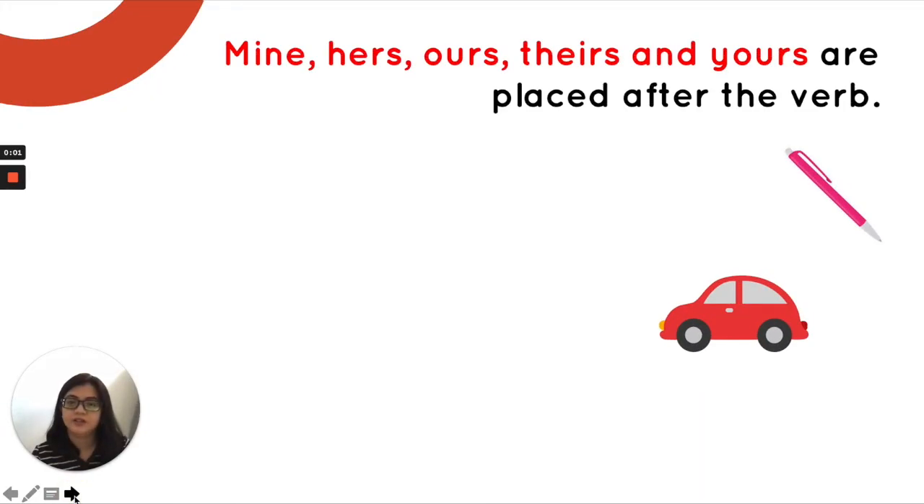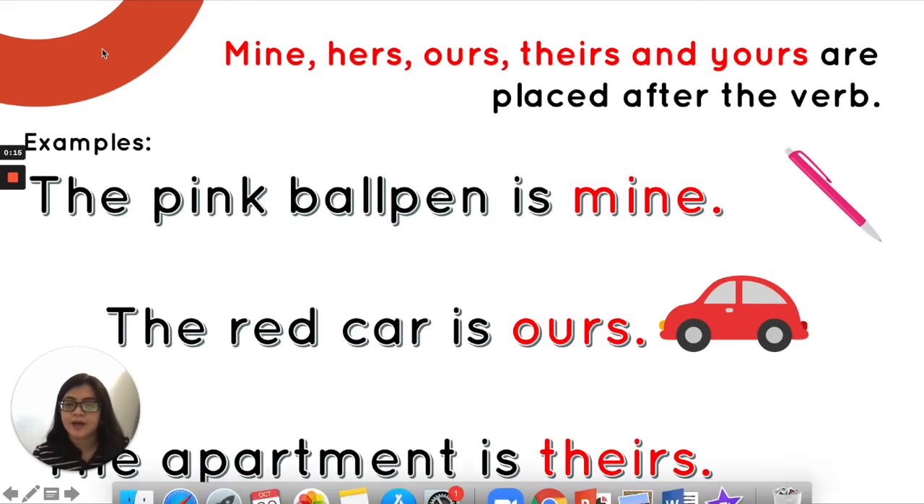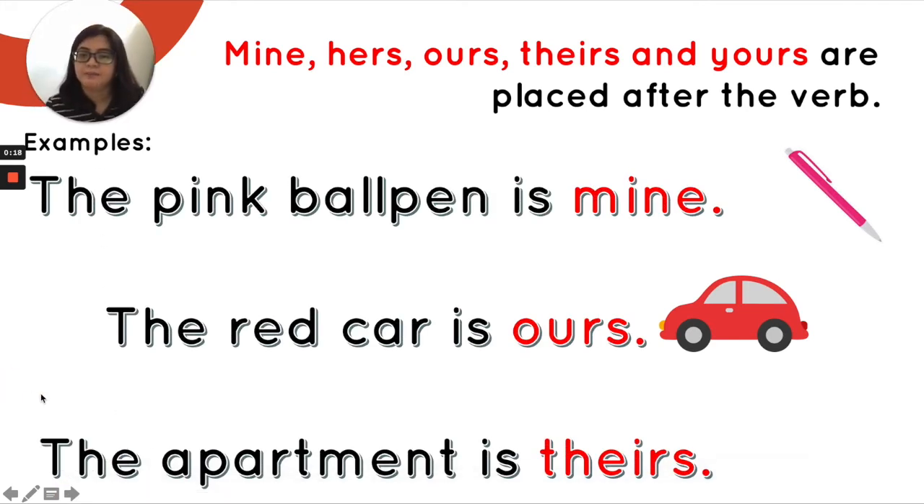Okay, let's look at the next set of possessive pronouns. So we have mine, hers, ours, theirs, and yours. They are placed after the verb or after the action word. So for example, the sentence says, the pink ball pen is mine. Your verb here is a linking verb. The red car is ours. The apartment is theirs.